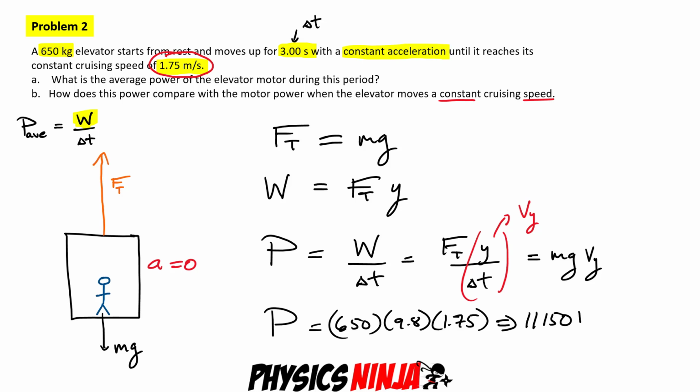11,150. And again, this is measured in watts. Okay, so that's the power when you're cruising at constant speed. So it's much higher, right? Again, in the first case, we're looking at the average power over that whole 3 seconds, right?